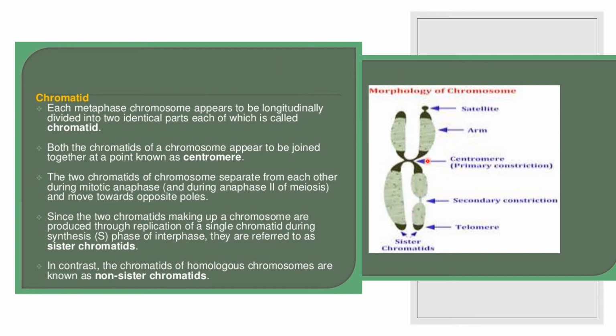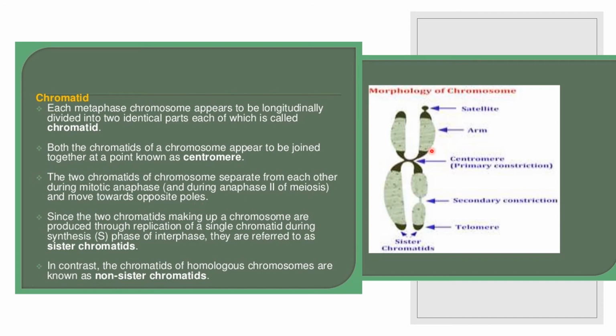And if you have one more chromosome like this over here, these two chromosomes will be homologous chromosomes, and their chromatids are non-sister chromatids. But these two of a particular chromosome are sister chromatids. And these chromatids, which are longitudinally divided, are held together by means of a centromere, which is called a primary constriction. Okay, now the two chromatids of a chromosome separate from each other during mitotic anaphase.